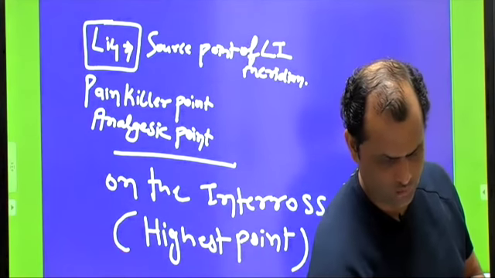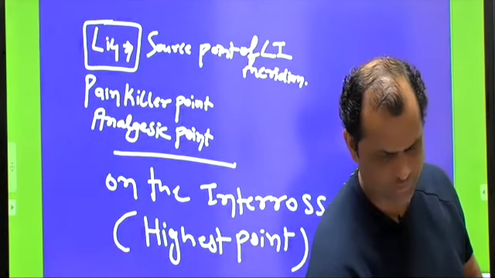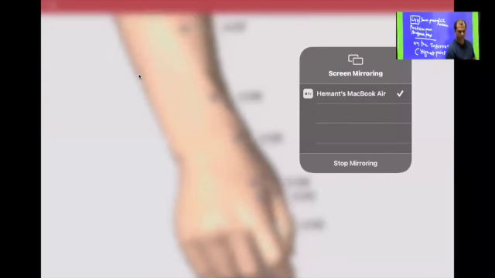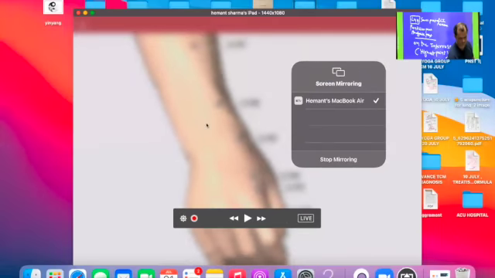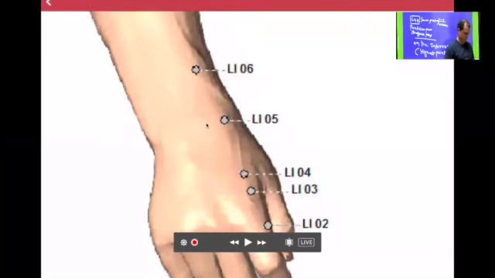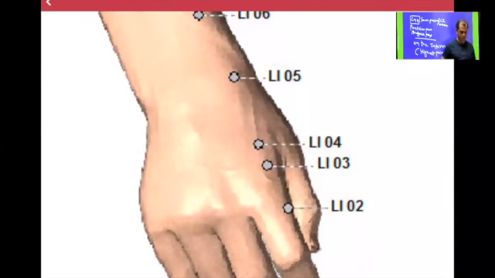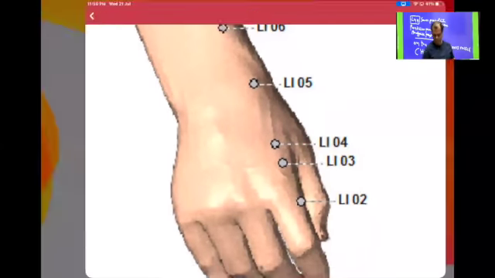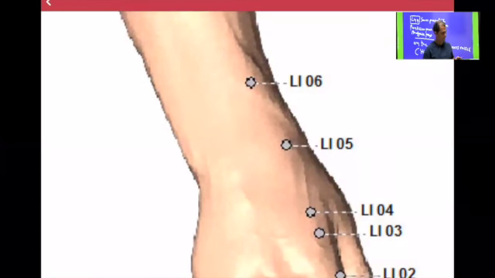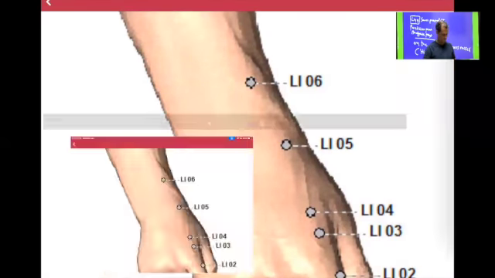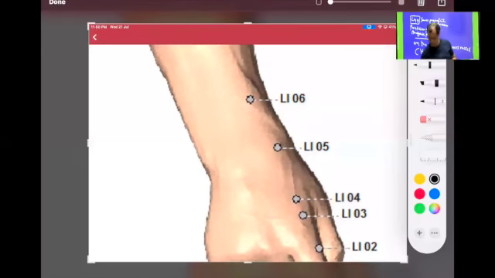Yes, LI4 is on the muscle. You're right. If you look at this image, you can see the location of LI4. So this is the location of LI4.